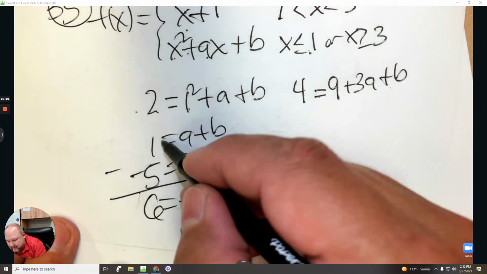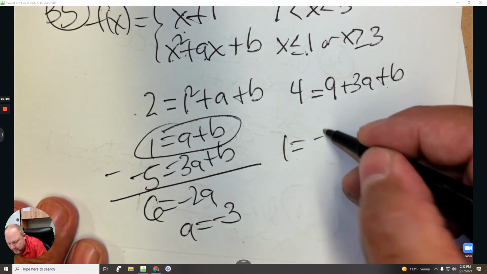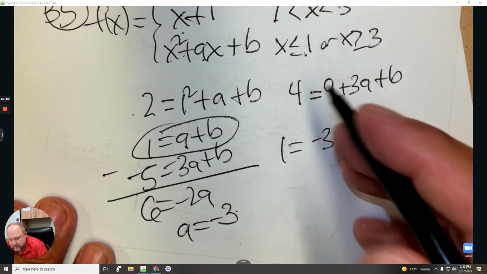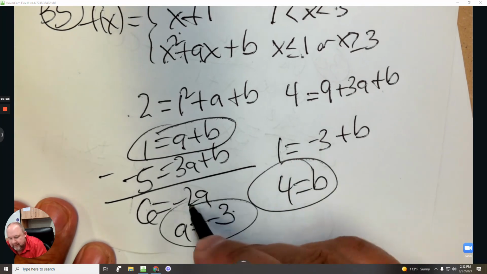And then go back. This one's probably the easiest one, right? Solve for b. So plug in negative 3 for a, add 3, and b is equal to 4. Those two values would make this function continuous.